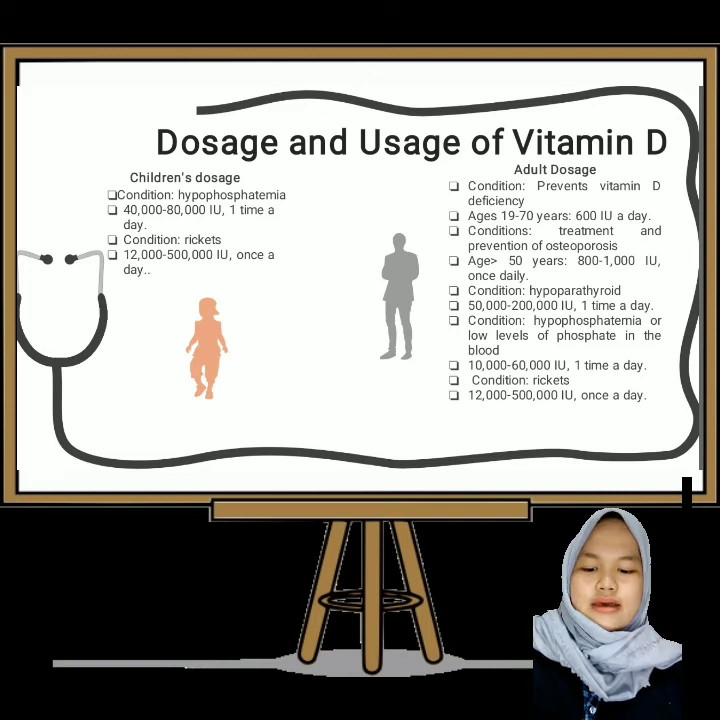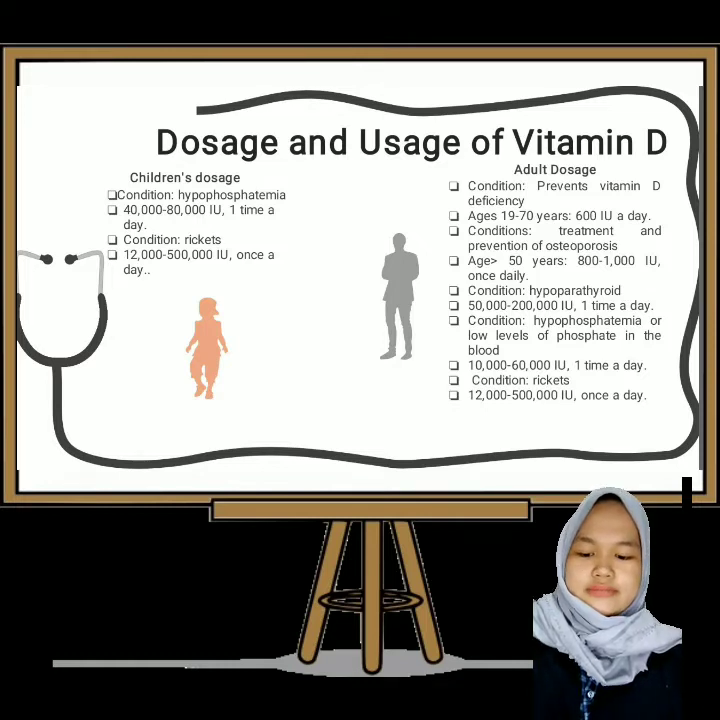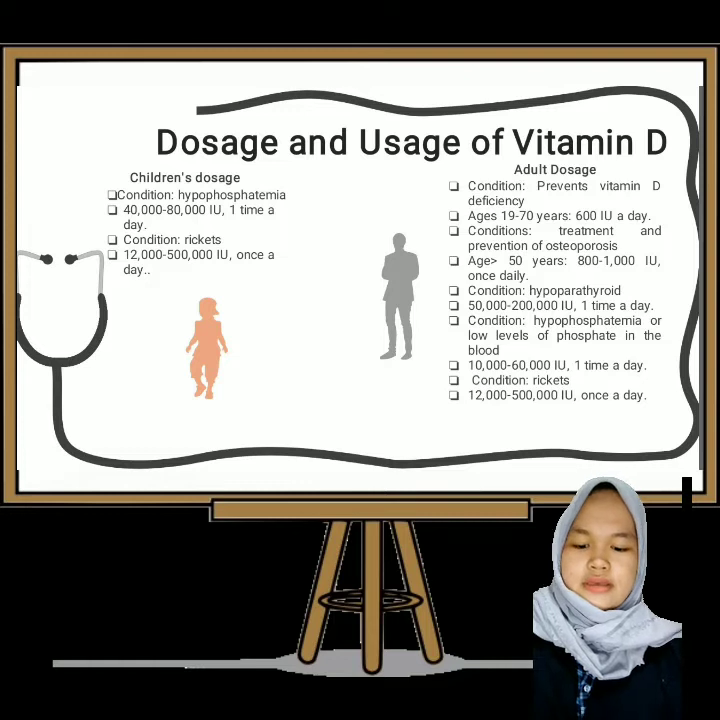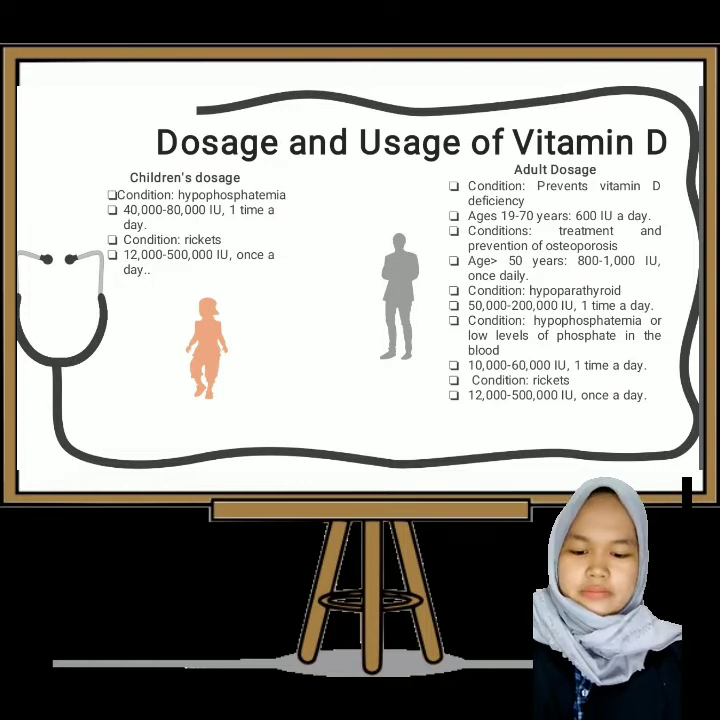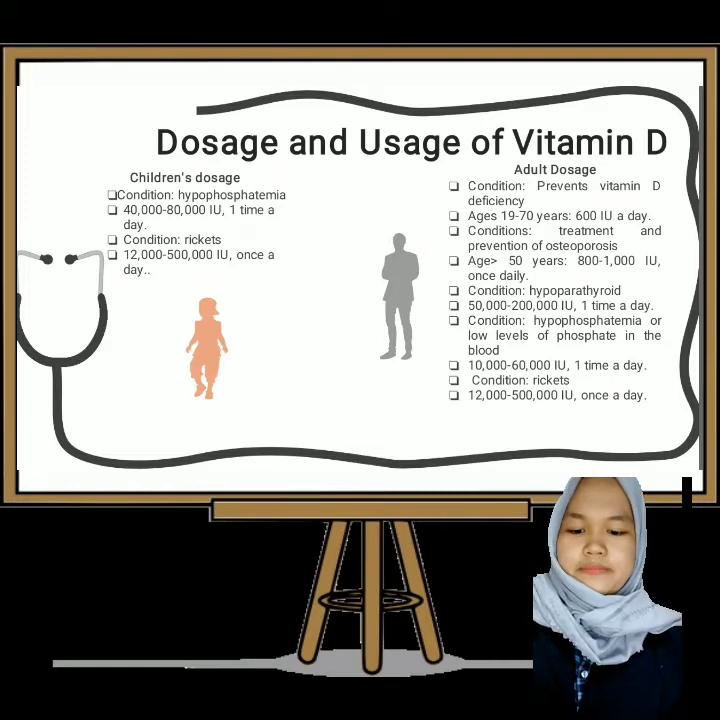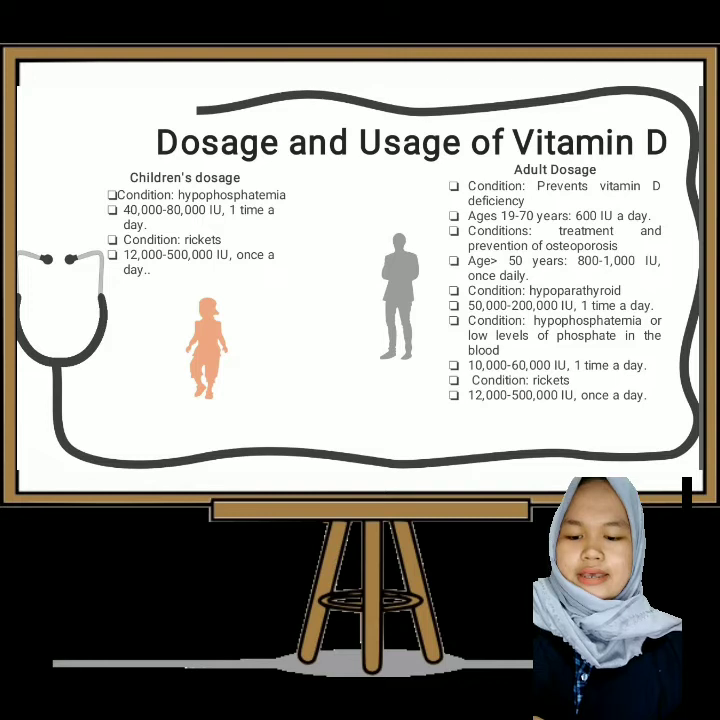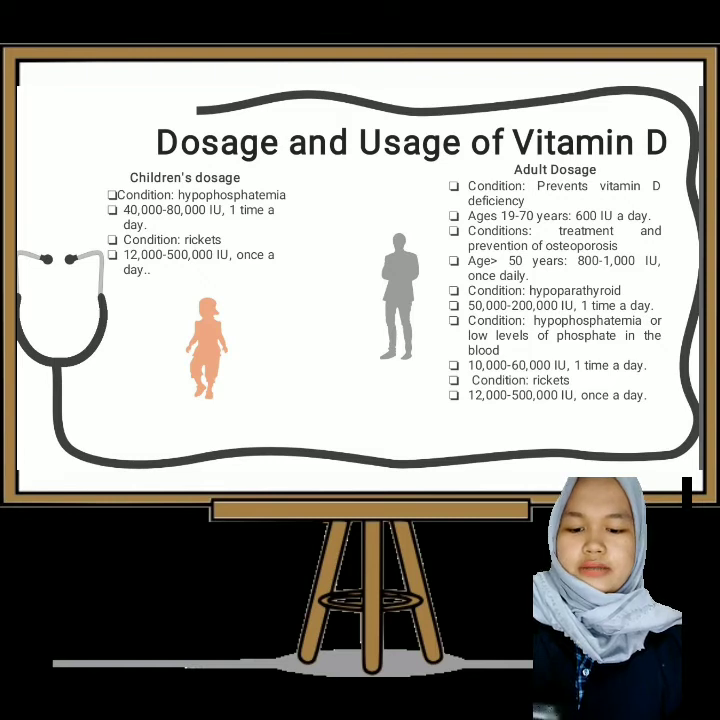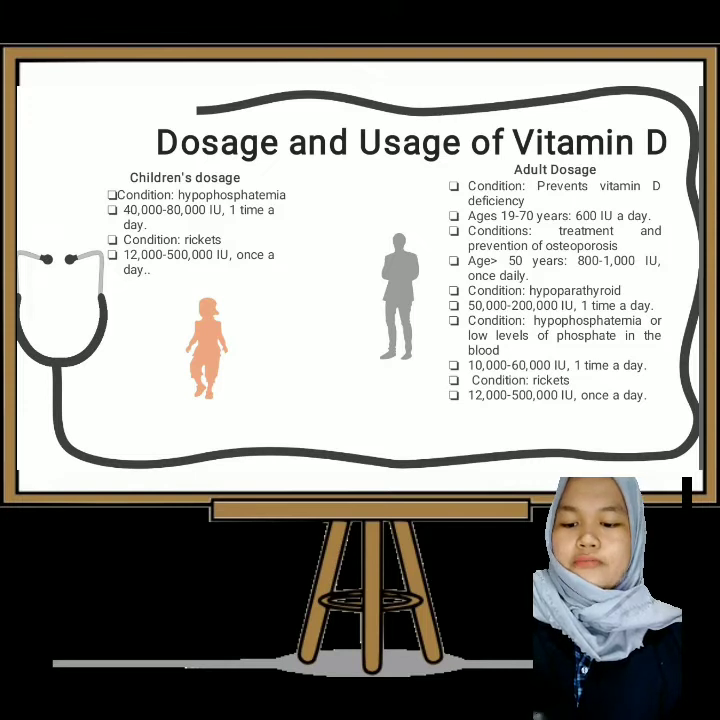The dose of vitamin D is given based on the patient's age and condition. Vitamin D doses of 400 to 5,000 IU can be purchased over the counter, while a vitamin D dose of 50,000 IU can only be purchased by prescription.